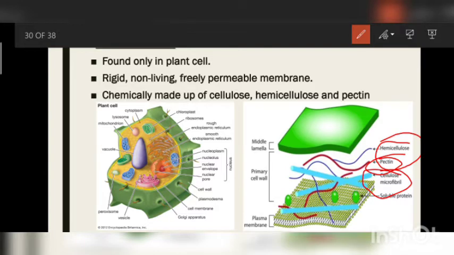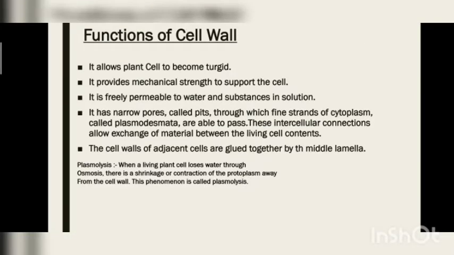After that, see, this is the part of the cell wall. It protects here, and after the plasma membrane, they are found here. Next, what are the functions of the cell wall? See, there are mainly four functions of the cell wall.